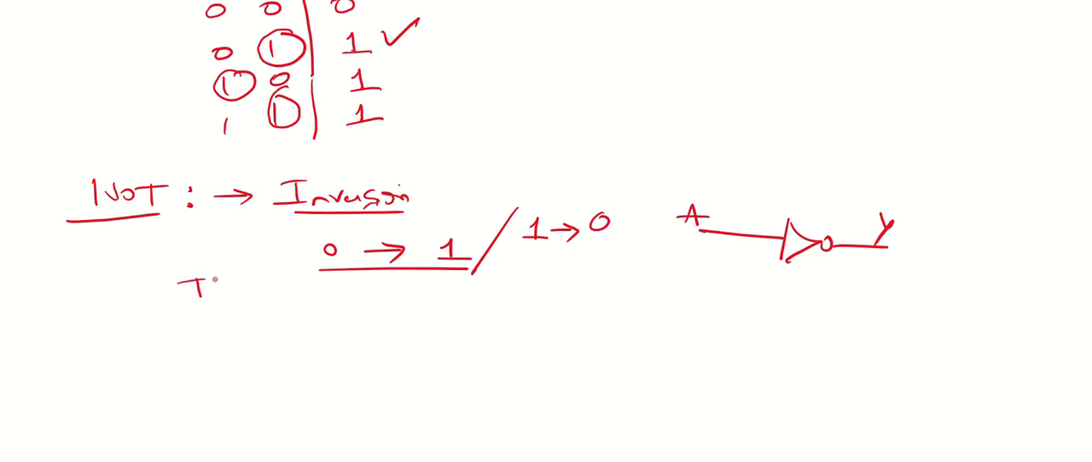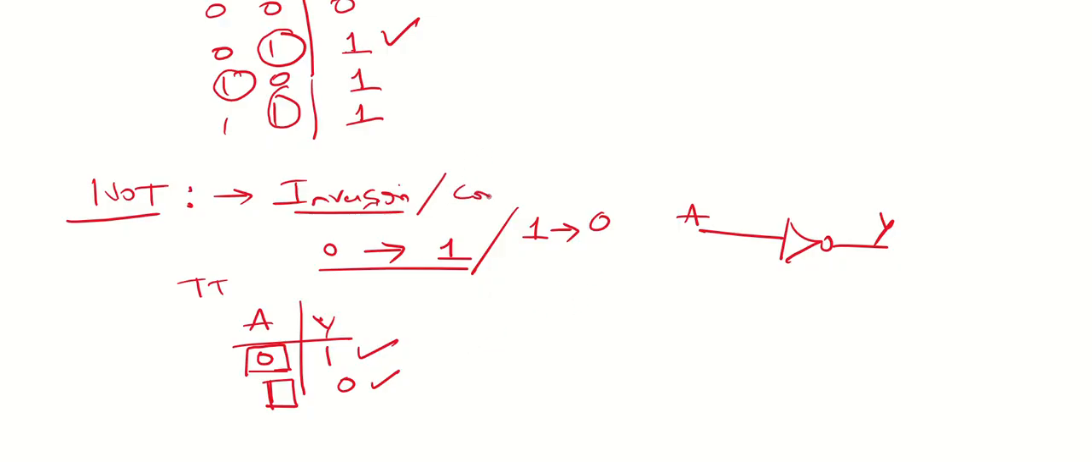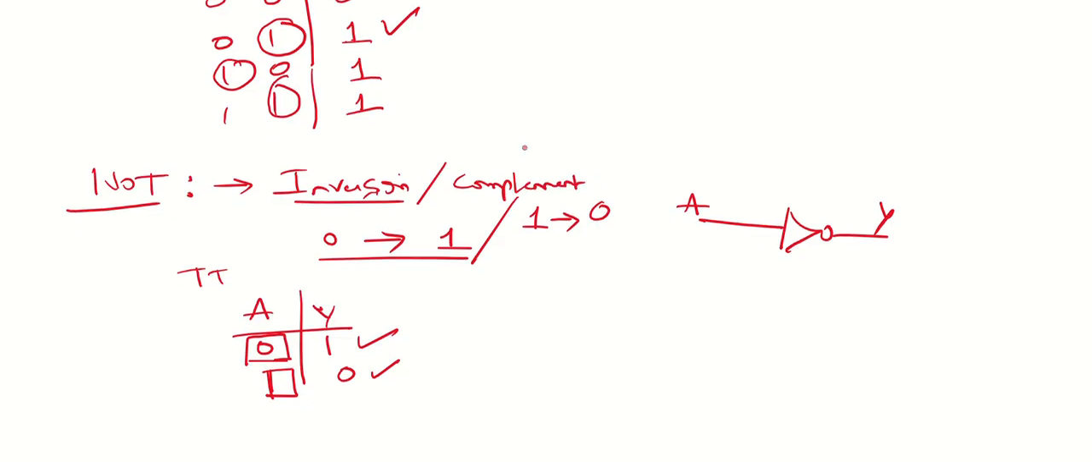I am taking the truth table of the NOT gate. A is input and Y is output. I have given 0, output is 1; given 1, output is 0. So this is the advantage of inversion. Sometimes we call it a complement gate.